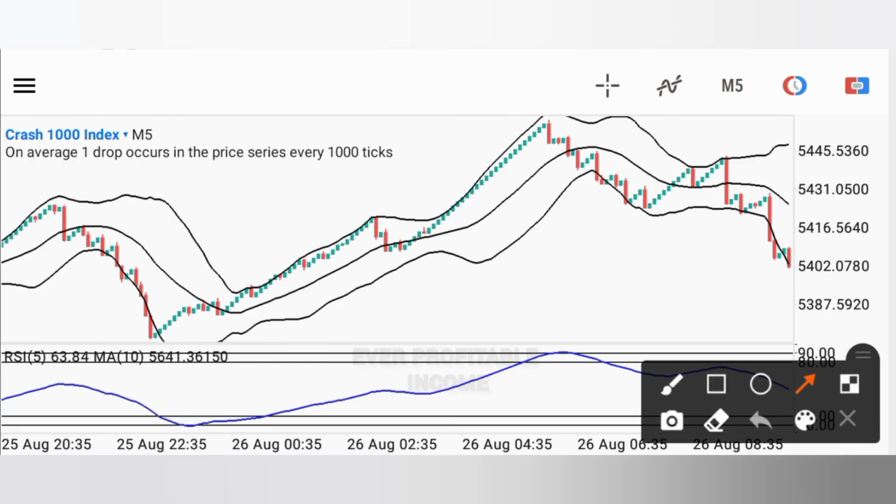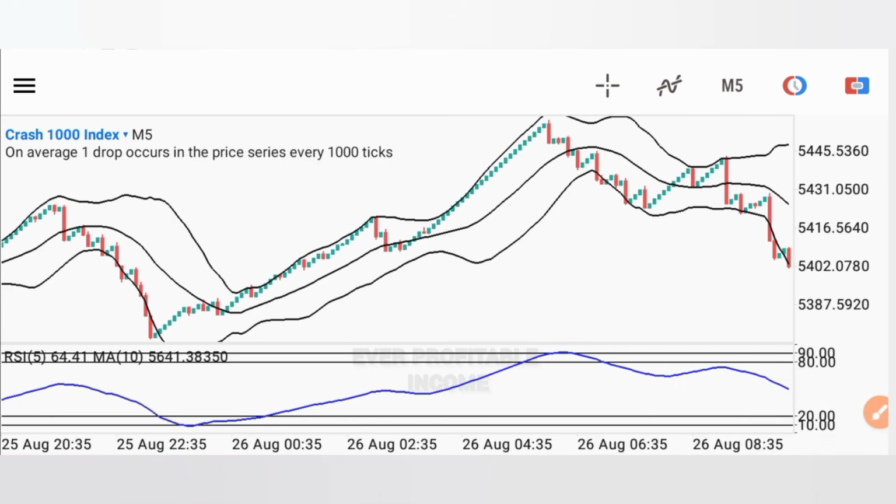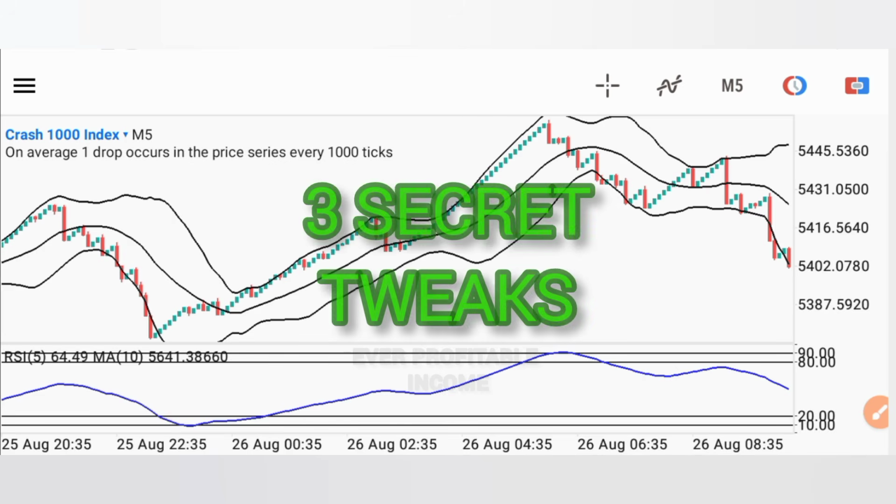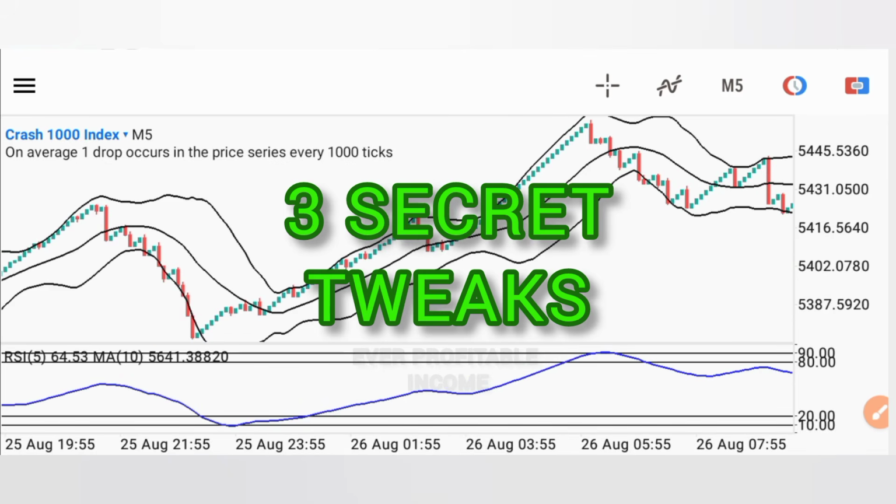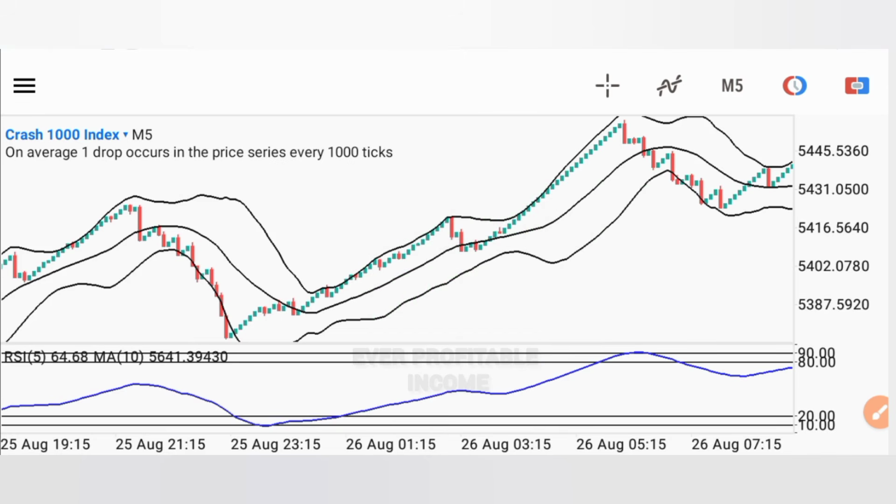When you wait for price to go outside the band, what does it show? Price exhaustion. The sellers are exhausted, they have no more energy to push price downward. So you are not just buying the dip, you are also buying the sellers' exhaustion. We are almost done, but in the next few minutes I'm going to show you 3 secret tricks to make this strategy even more profitable for you. Here are the 3 pro level tweaks that you can use.